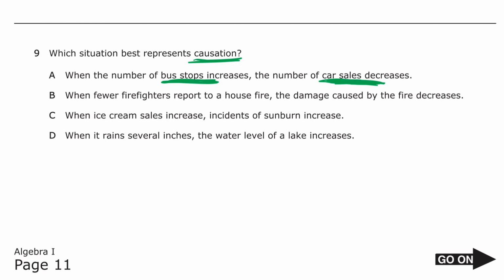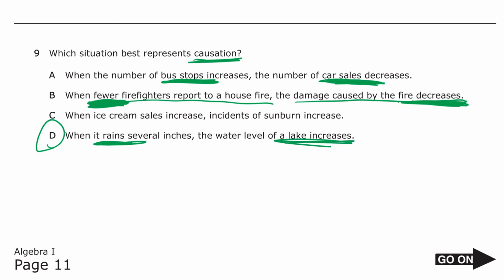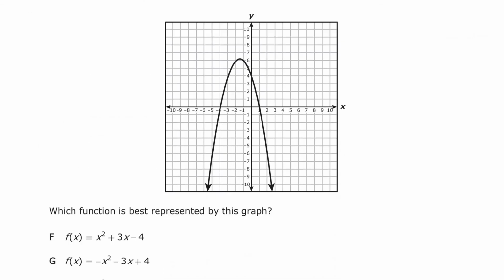In this one, we have firefighters reporting to a house and the amount of damage caused by the fire. It would seem that if there were fewer firefighters there, the fire wouldn't be put out as fast, and so the damage would not decrease, but rather increase. The correct answer is D. It's the most correct answer. It rains and the level of water in a lake. The more it rains, the higher the water in the lake, the more water that fell. So that makes sense.